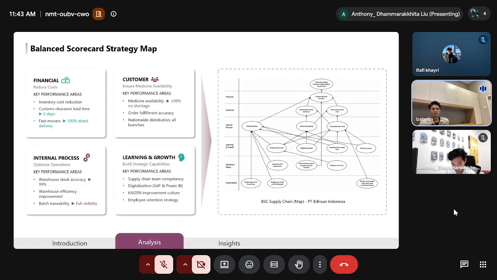The important idea is that these 4 perspectives are connected. When the team learns and improves, internal processes get better. Better processes serve the customer, and happy customers support the financial goals. So the balanced scorecard links people, process, customer, and money into one clear strategy.